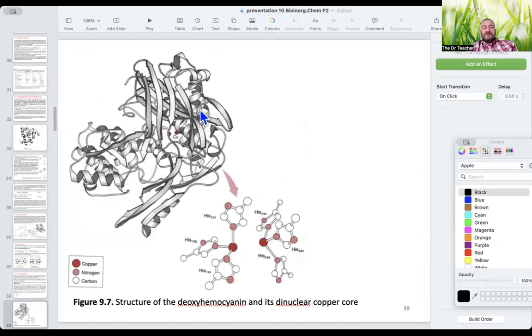You can see here in reality the protein outside and 2 copper centers in the middle, the active site. You have 2 coppers, nitrogens, carbons. So we can see here the groups surrounding the active site of the hemocyanin.